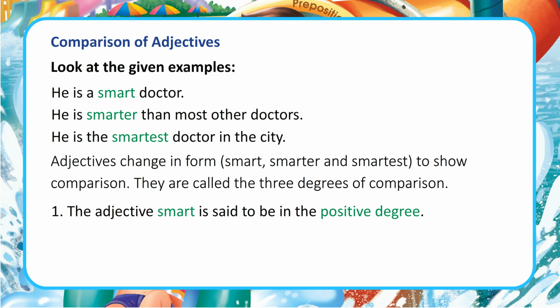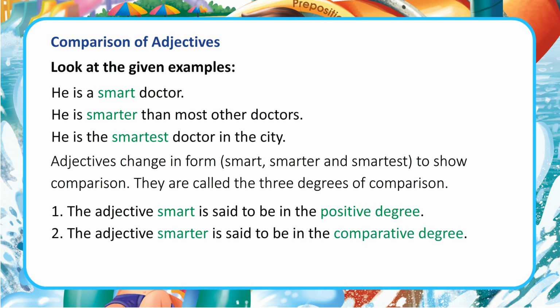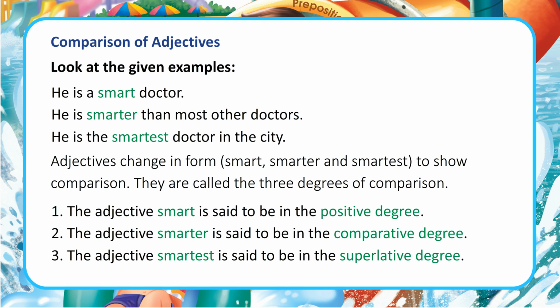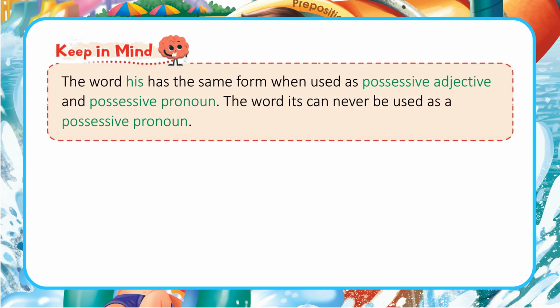1. The adjective smart is said to be in the positive degree. 2. The adjective smarter is said to be in the comparative degree. 3. The adjective smartest is said to be in the superlative degree. Keep in mind, the word his has the same form when used as a possessive adjective and possessive pronoun. The word its can never be used as a possessive pronoun.